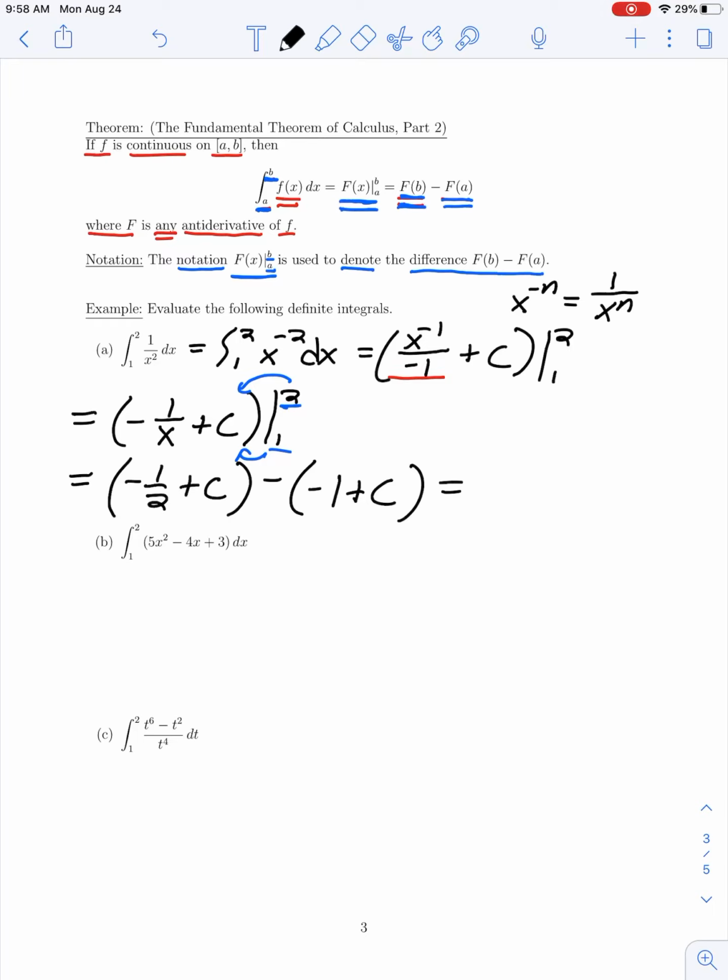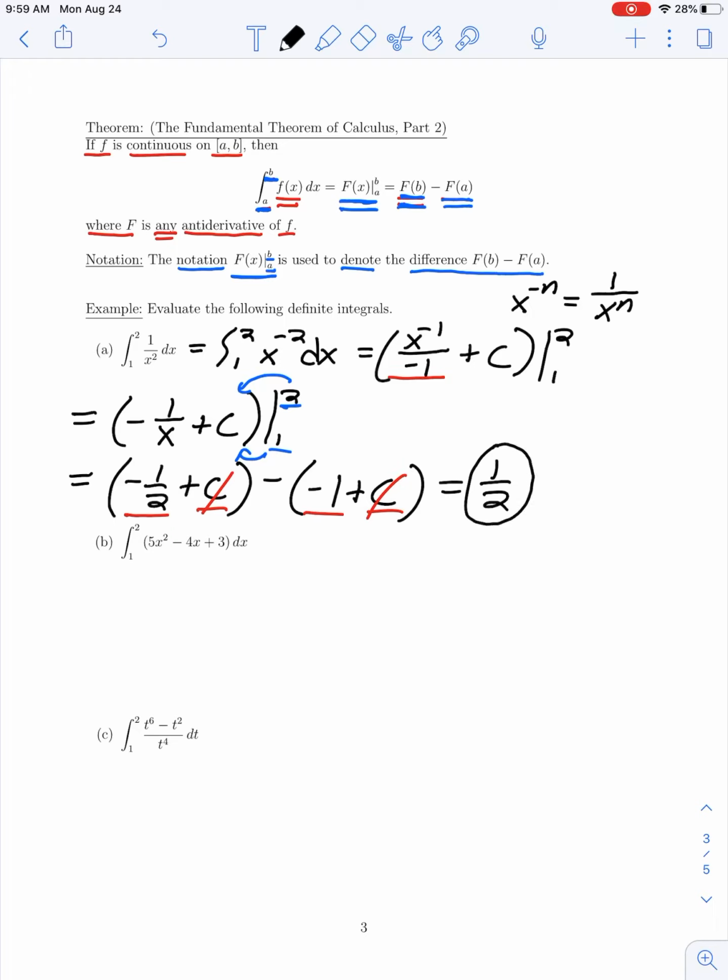So simplifying a little bit, let's see what we have. So grouping our constants together, we had a negative 1/2, and then we were subtracting a negative 1, which is the same as adding 1. So negative 1/2 plus 1 gives us 1/2. And then we had an arbitrary constant c, and then we're subtracting c. So our constants cancel, and we're left with simply 1/2.